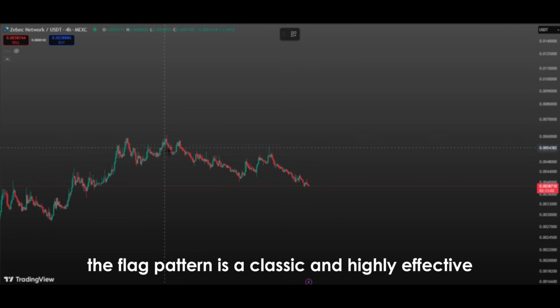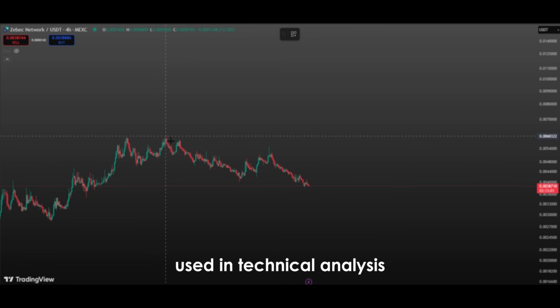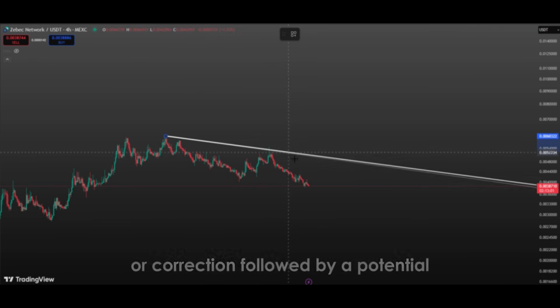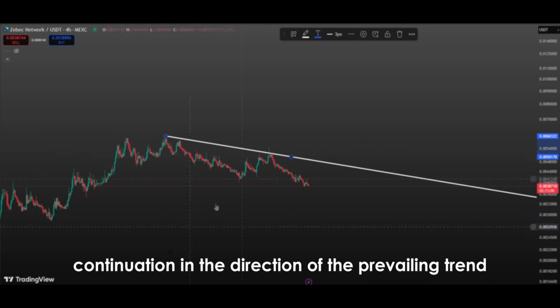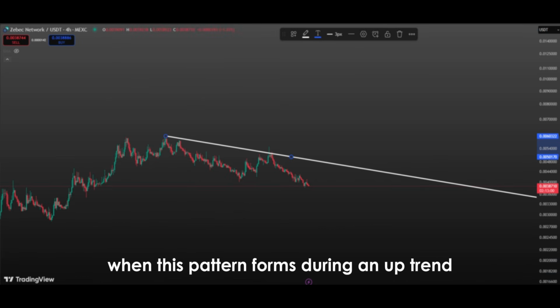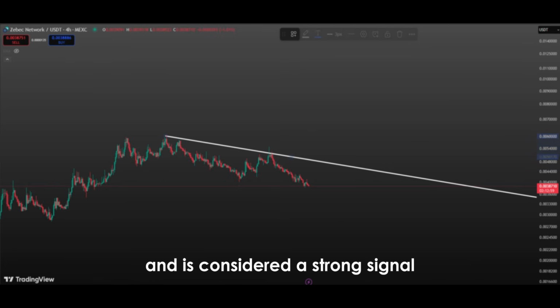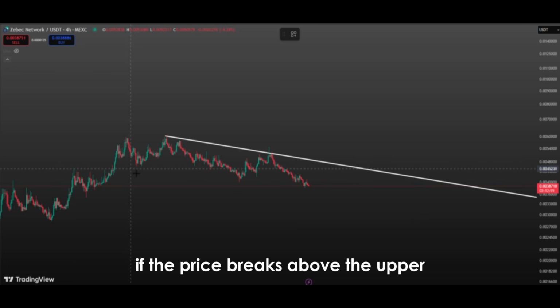The flag pattern is a classic and highly effective chart model used in technical analysis to describe structures where the price experiences a short-term consolidation or correction, followed by a potential strong continuation in the direction of the prevailing trend. When this pattern forms during an uptrend, it is referred to as a bull flag and is considered a strong signal that the existing trend will continue if the price breaks above the upper line.